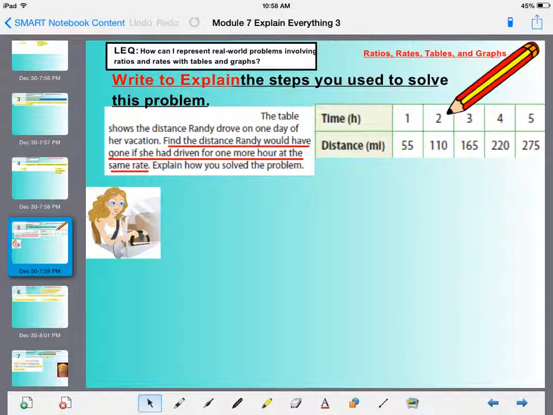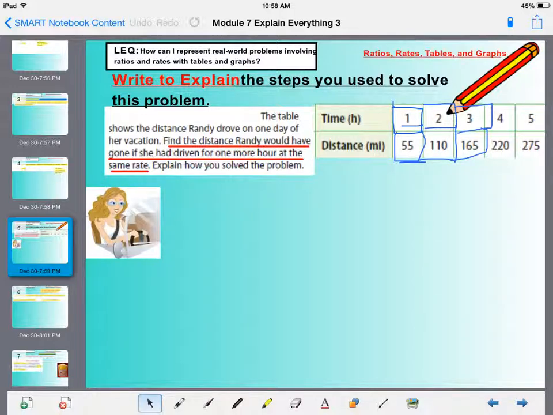And this table is really telling us that for every hour, Randy is driving 55 miles. So that's actually already giving us the unit rate. She's traveling 55 miles per every hour. So in order to determine how many miles she has traveled in 2 hours, you can either take 55 and multiply it by 2, or since this is a table, you can continue to add 55.